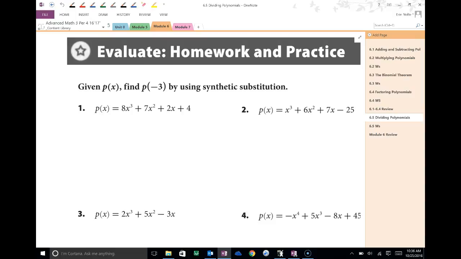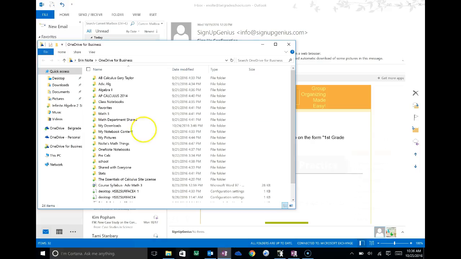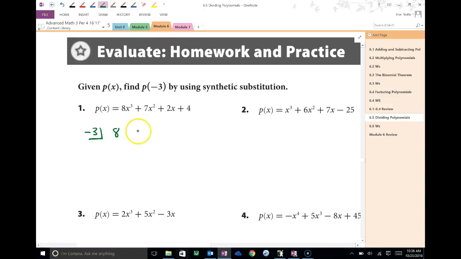The number they're asking us to plug in, -3, is the number I am going to write in the box. I call it the box, even though it's kind of like half a box. Then I look at the polynomial and write each of the coefficients in front of each of the terms. What is the number in front of the x cubed term? 8. What's in front of the x squared term? 7. What's in front of the x term? 2, and then 4. I'm leaving a tiny bit of space, and then I draw this line. Make sure you leave a little space between the numbers and the line.